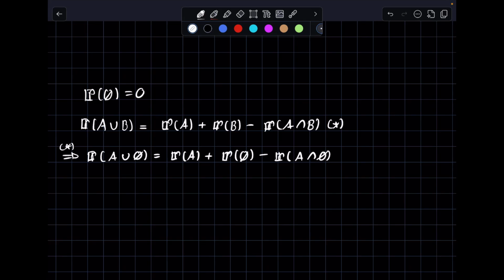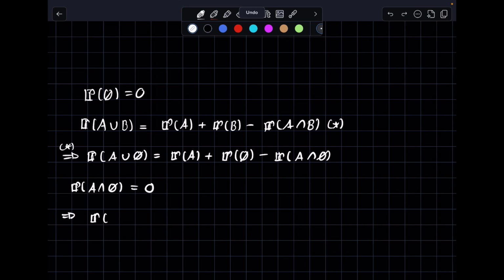Now, we know for a fact that the intersection of anything with an empty set is going to be 0. So the probability of this is 0, basically. Therefore, we can see that, simply put, we know for a fact that PA, right, is going to be equal to PA.